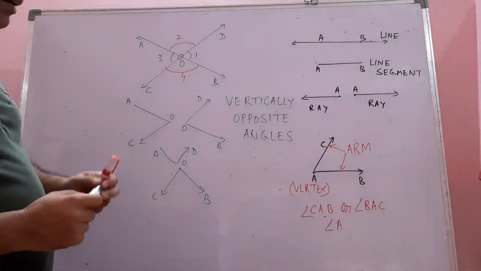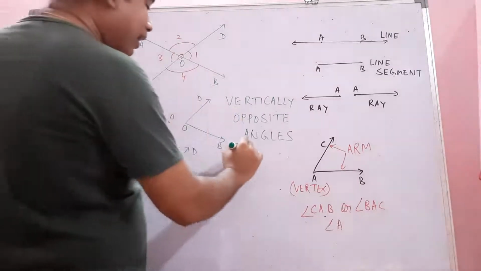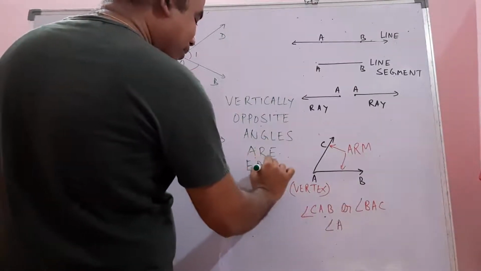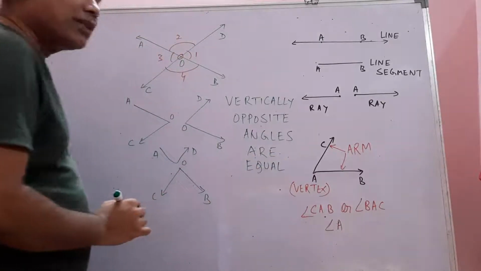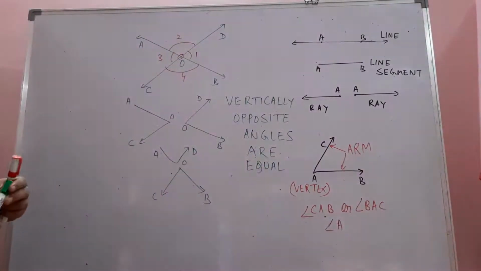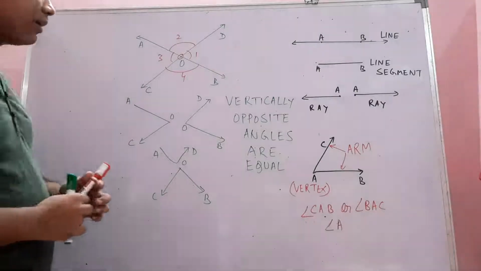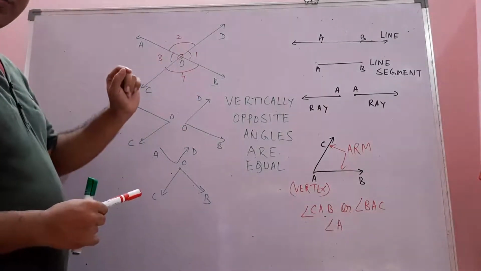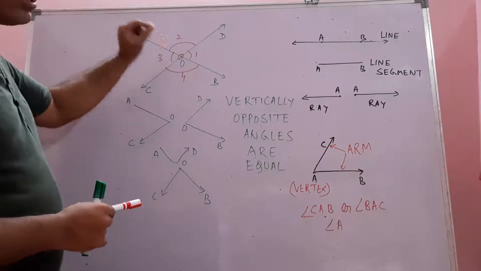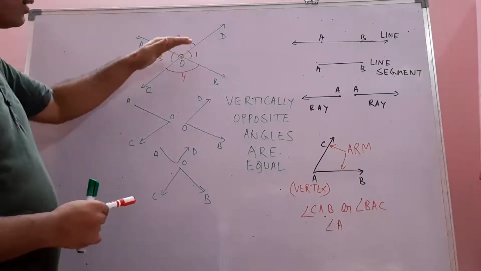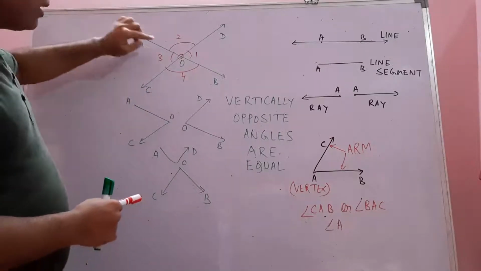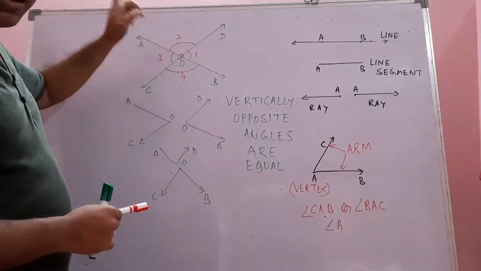And they have a property. What is the property? Vertically opposite angles are equal. To use this property, vertically opposite angles should be there, and they are there when the lines or line segments intersect at a point. But here not only vertically opposite angles, some other angles are formed.